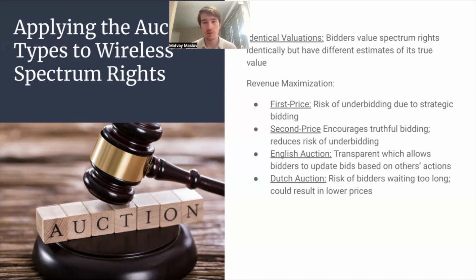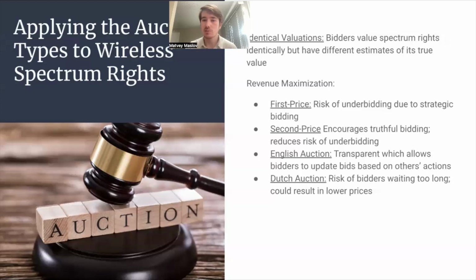When it comes to revenue maximization, which is our main goal in this case, the first price auction has a risk of underbidding due to strategic bidding, more specifically when those telecommunication companies on purpose bid less in order to monopolize the market and get the right to wireless spectrum without paying an extremely high price. Therefore they would be able to save on that and at the same time scam the actual auction, which is something that we don't want to happen ever again.